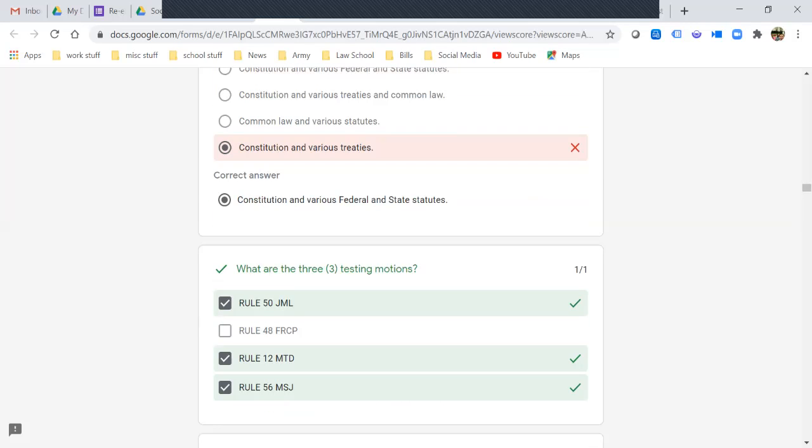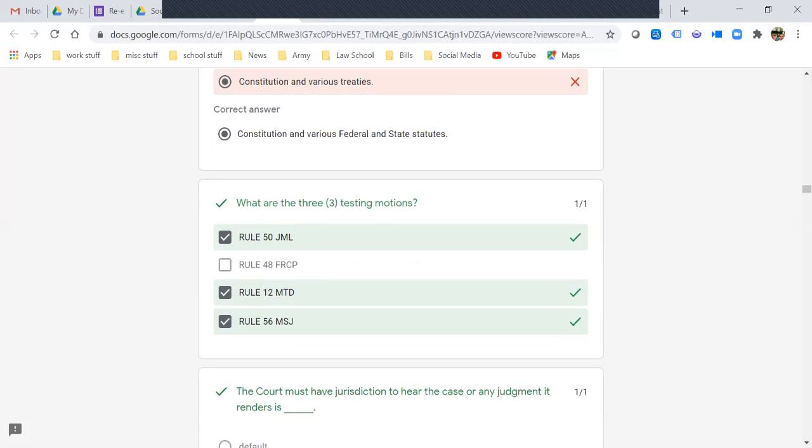All right, you need to know this. What are the three testing motions? Three testing motions are Rule 50, judgment as a matter of law. Rule 12, motion to dismiss. Rule 56, motion for summary judgment. And how you learn anything in law school is by creating mnemonics or acronyms. So I know that JML is judgment as a matter of law. MTD, motion to dismiss. MSJ, motion for summary judgment. Then again, you want indicators or triggers that are going to be able to trigger that thought or that definition in your mind.